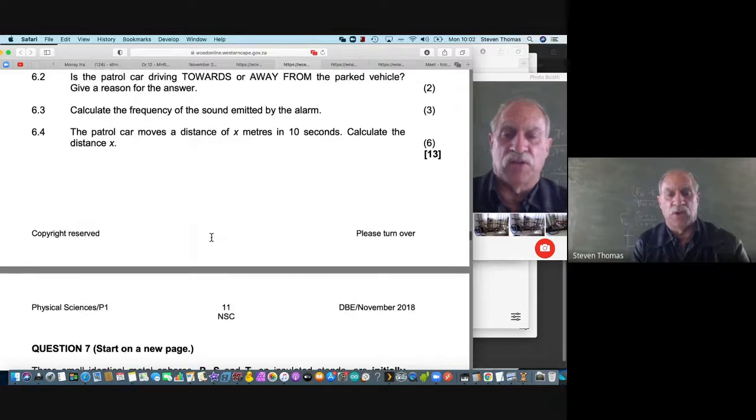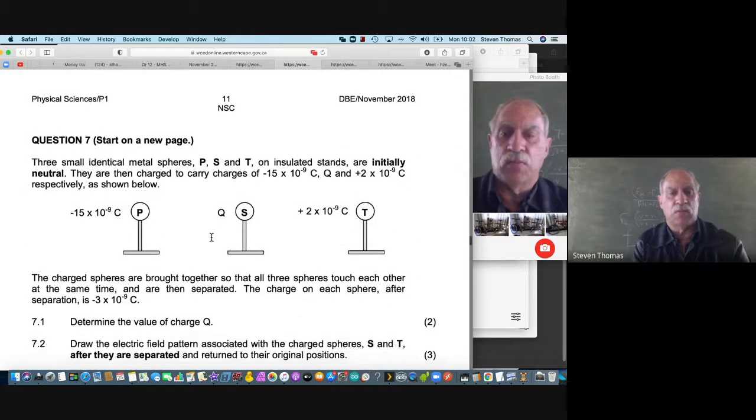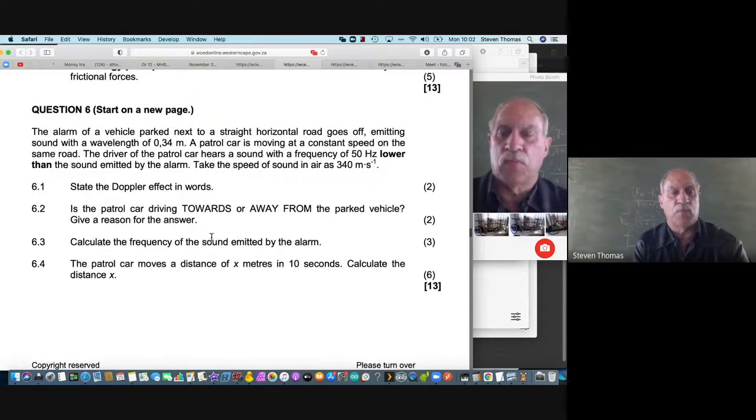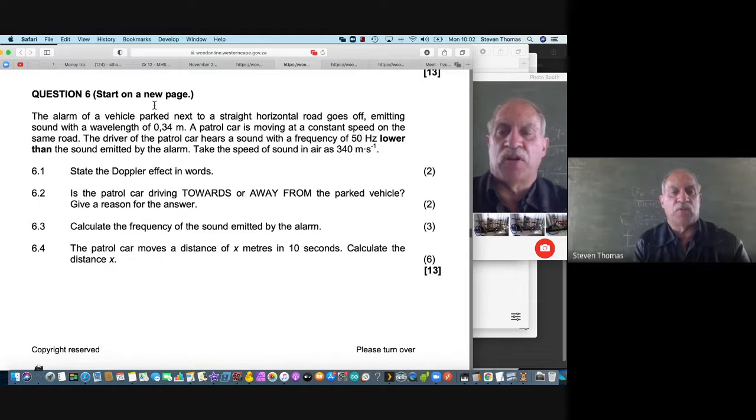Let's have a look at 2018 Doppler. The alarm of a vehicle parked next to a straight horizontal road goes off, emitting sound waves of wavelength 0.34 meters. Whenever you get a wavelength, you're going to turn it into a frequency. How are you going to do that? Velocity equals frequency times wavelength.